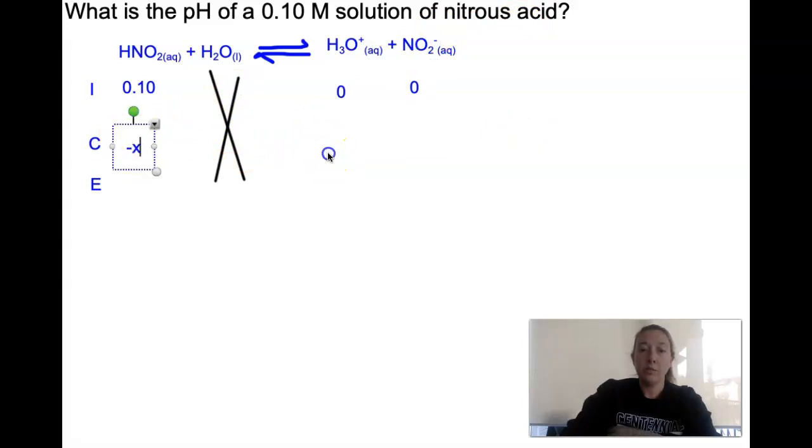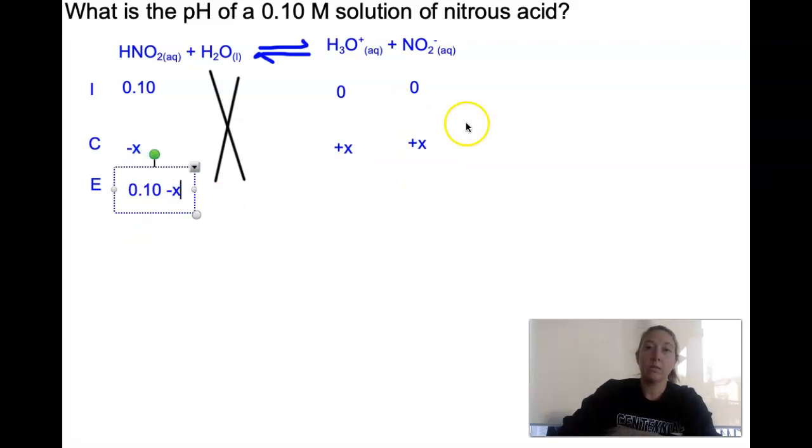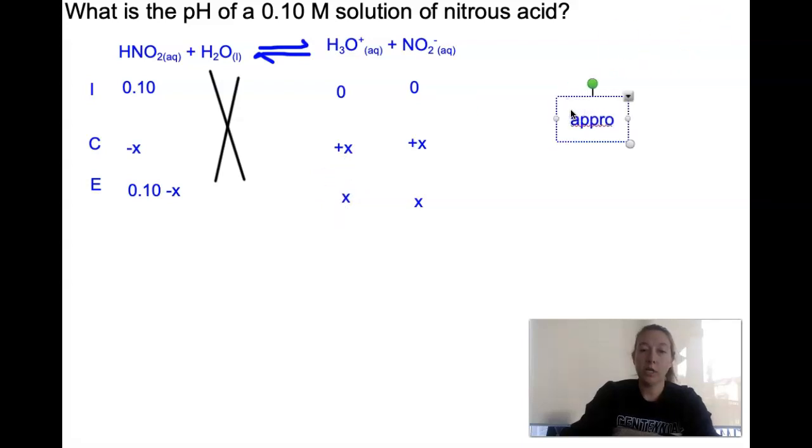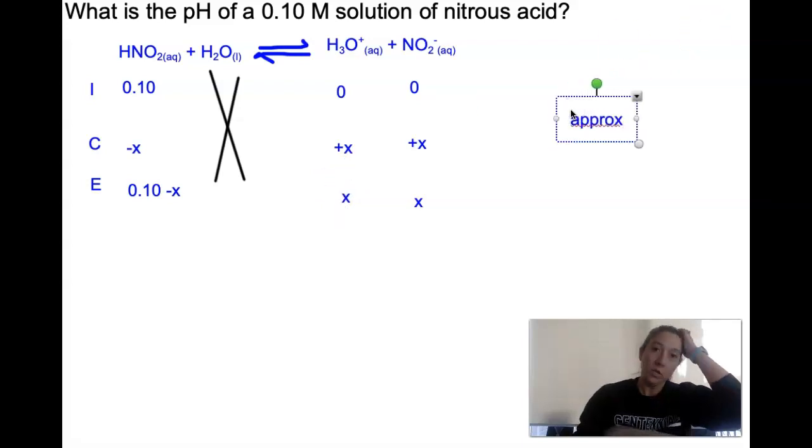So change values, minus x, plus x, and then plus x. Okay, so at equilibrium, we're going to have 0.10 minus x, and then we're going to have x and x. Remember in the first example we did, we said we better make sure that we do an approx check, so let's do that as well.